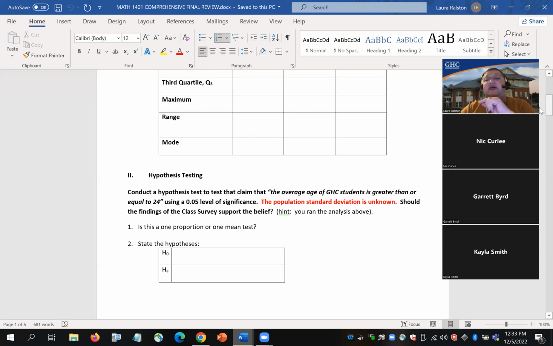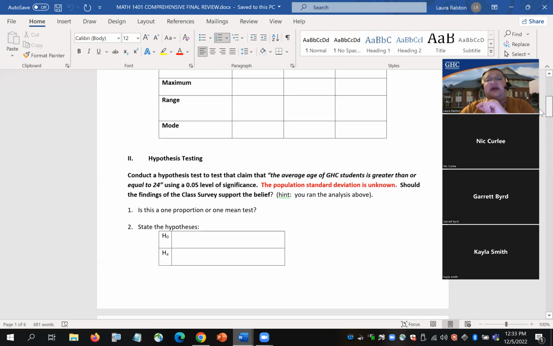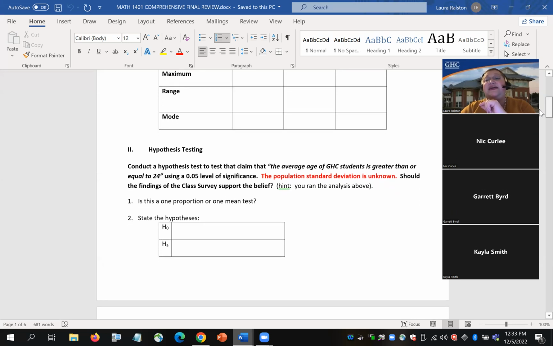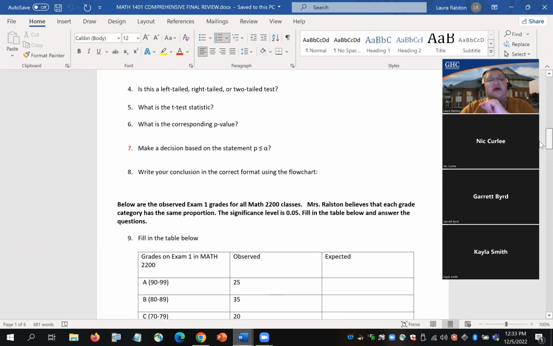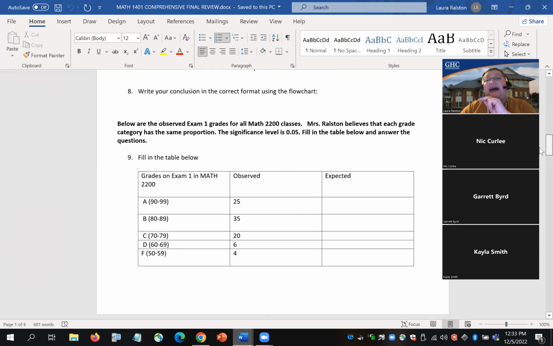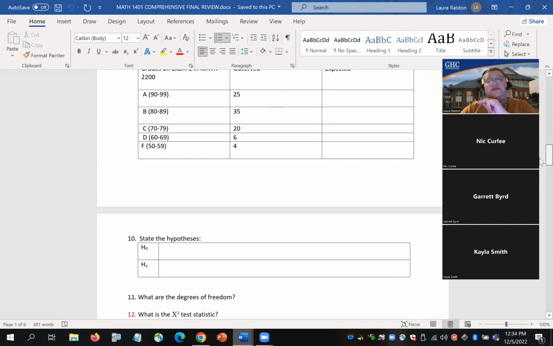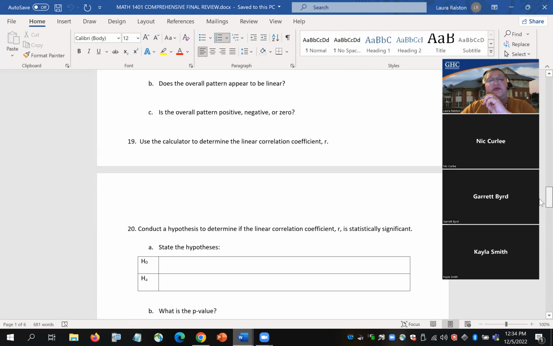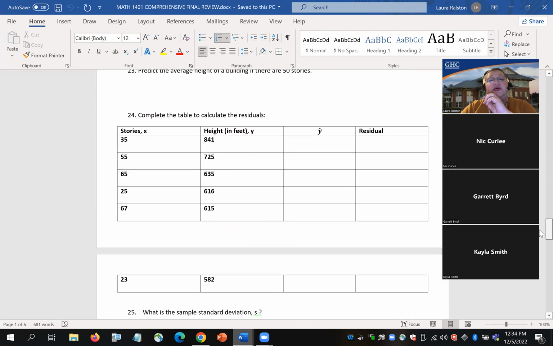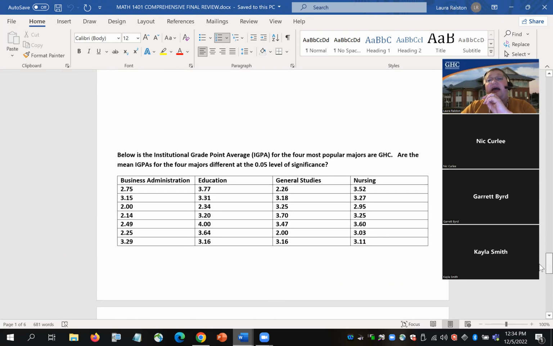So if you'll notice, I'll walk through this. The first scenario is a 1 mean T, as in tiger, test. Then you have a chi-squared goodness of fit test. You have correlation and regression. And you have an Anova.